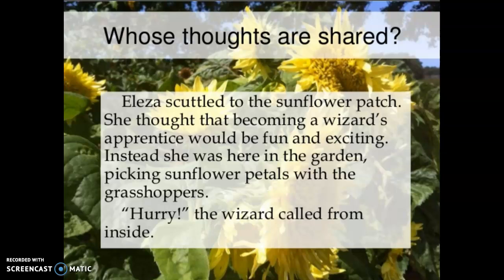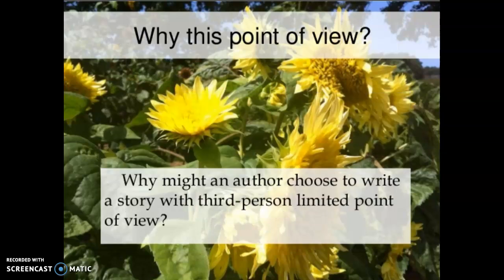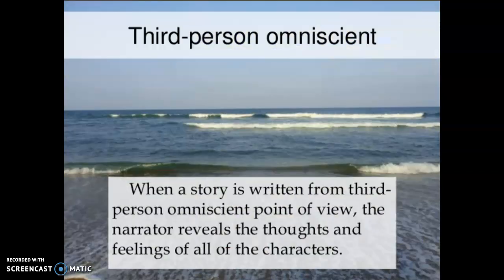So whose thoughts are shared? And why is this a point of view? Why might an author choose to write a story with third person limited point of view? Third person omniscient. When a story is written from third person omniscient point of view, the narrator reveals the thoughts and feelings of all the characters.